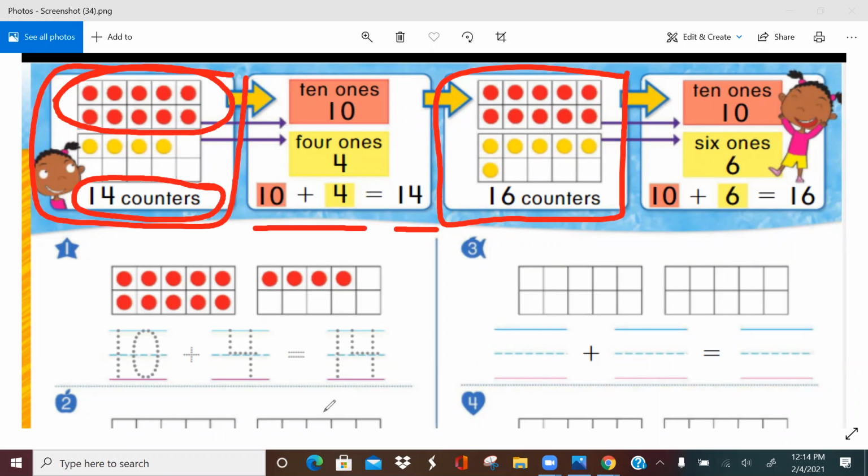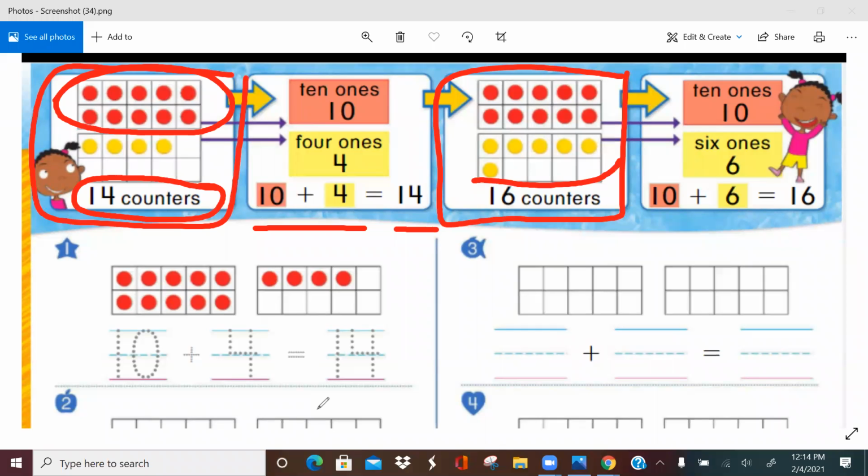Why did Sophia completely fill the first 10 frame? It's completely filled up again. Do you see that? It's because she has more than 10 counters, so she starts by using 10 of them. So why didn't she fill the second 10 frame? She doesn't have enough counters. There were only 16 counters. And if the first 10 frame is filled, then only 6 are left. So there's 6 counters in this second 10 frame, right?